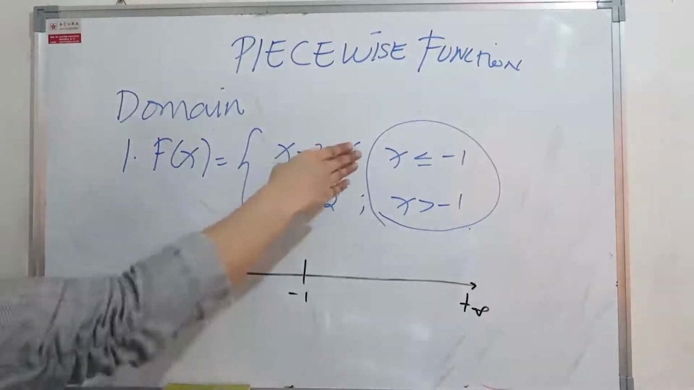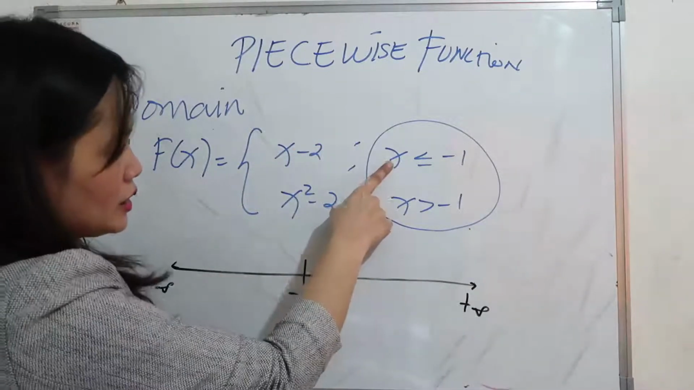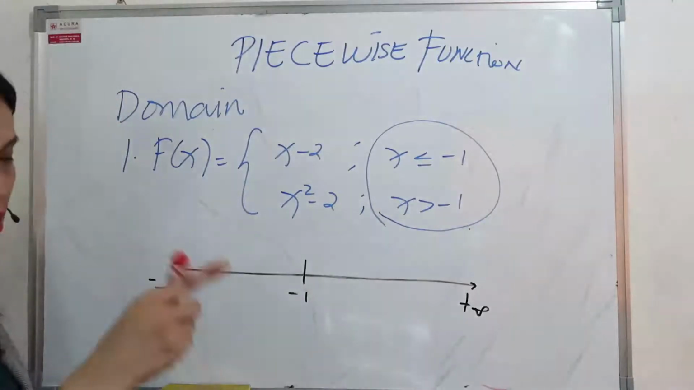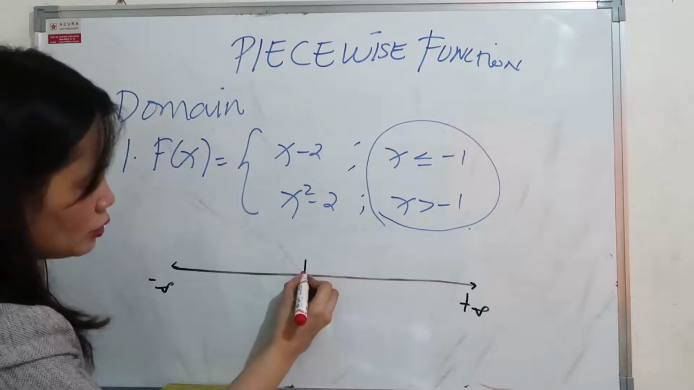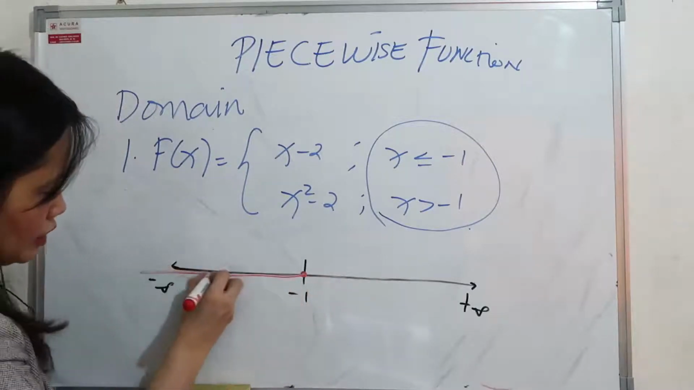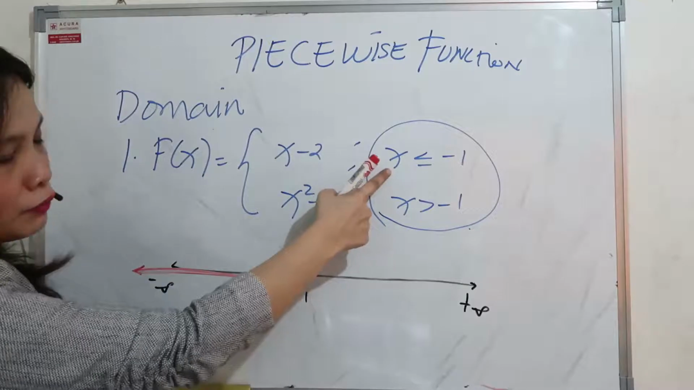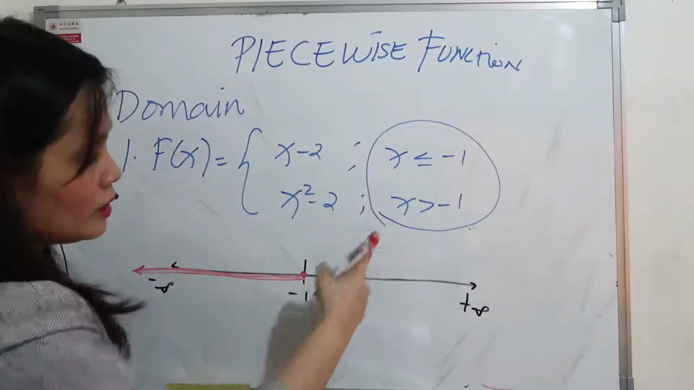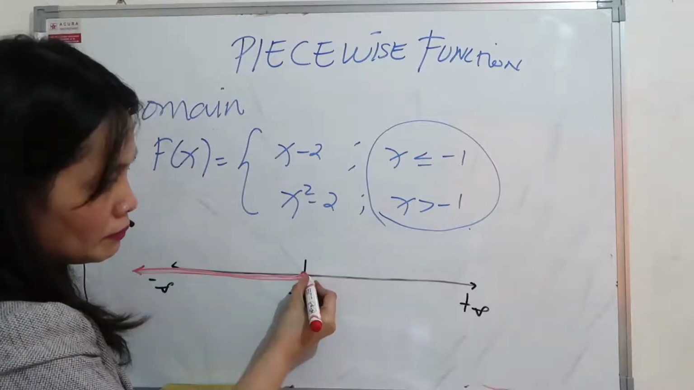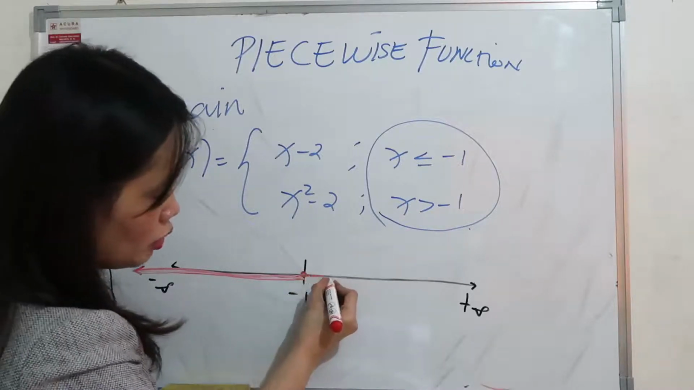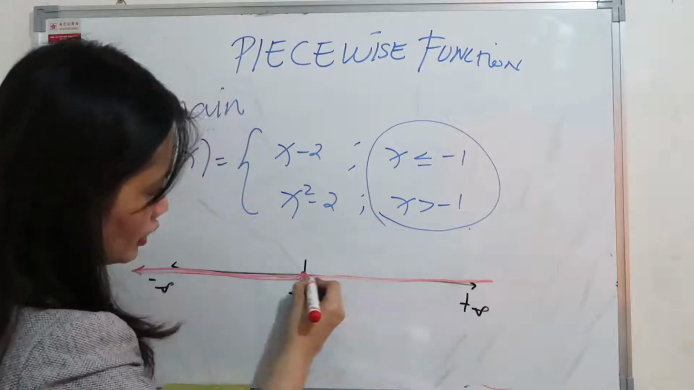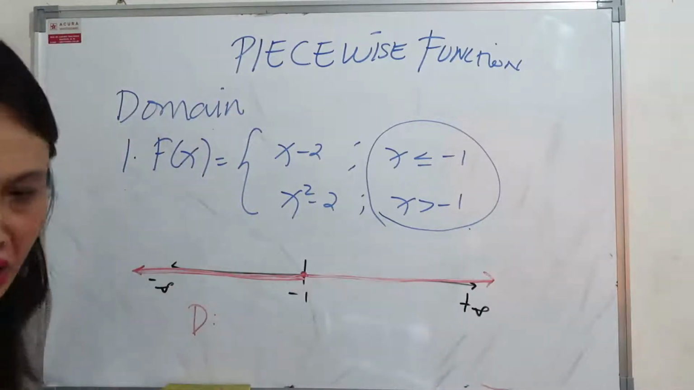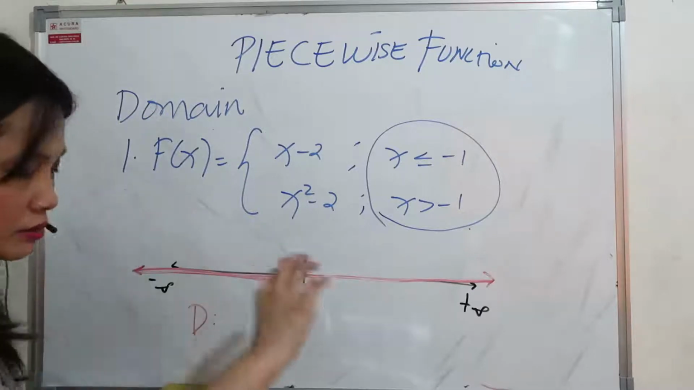Now, going back to the first condition, it says that x is less than or equal to negative 1. So meaning negative 1 is included, going to the left. Those are the values of the first condition. What about the second condition? It says that x must be greater than negative 1. So going to the right. So what is your domain based on the graph? Based on the illustration, what is your domain?